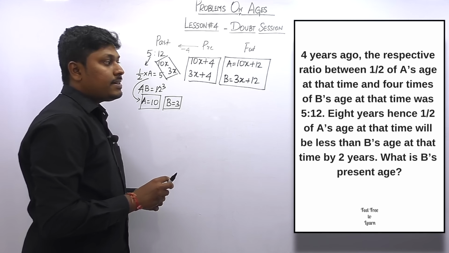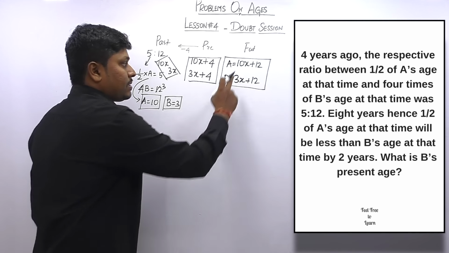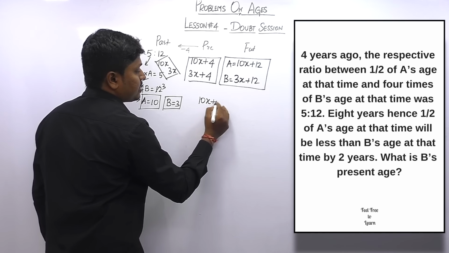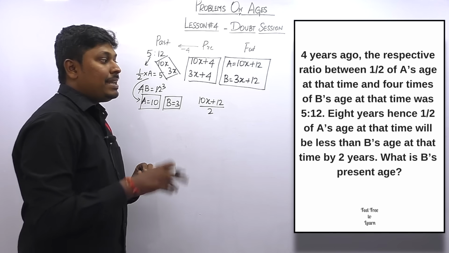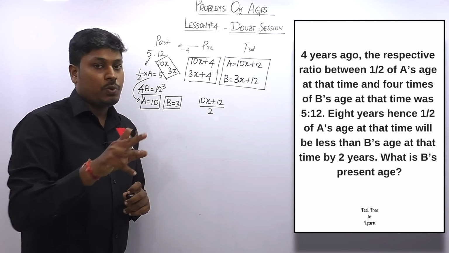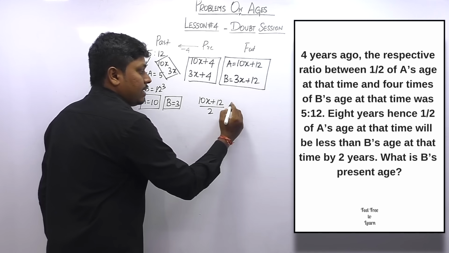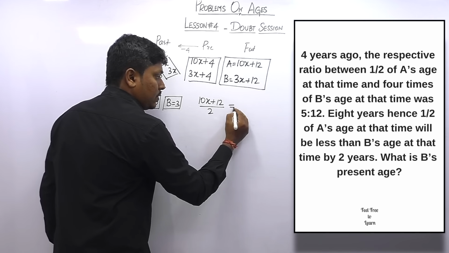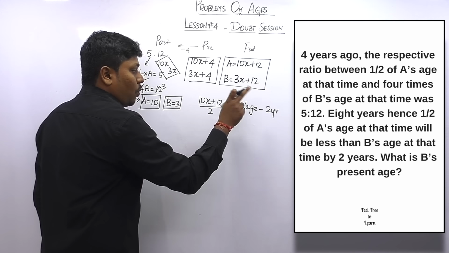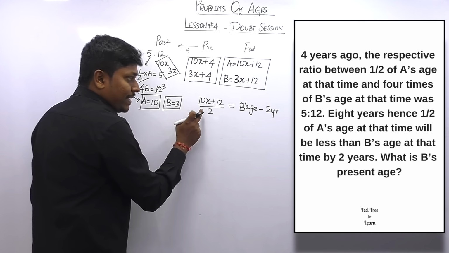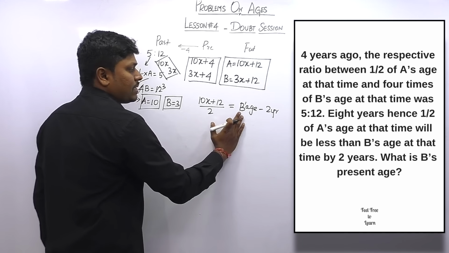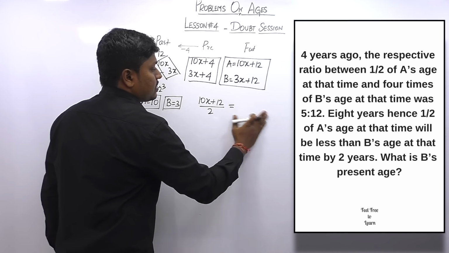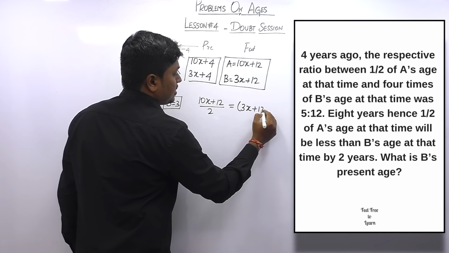So listen carefully, 8 years hence, 1 by 2 of A's age. So 1 by 2 of A's age will be 10x plus 12 divided by 2. 1 by 2 of A's age at that time will be less than B's age at that time by 2 years. Listen carefully: 1 by 2 of A's age is equal to B's age minus 2 years. Friends, got the logic, right? Listen to the words carefully: 1 by 2 of A's age at that time will be less than B's age by 2 years. So minus 2 years. We know that B's age will be 3x plus 12. So 3x plus 12 minus 2.